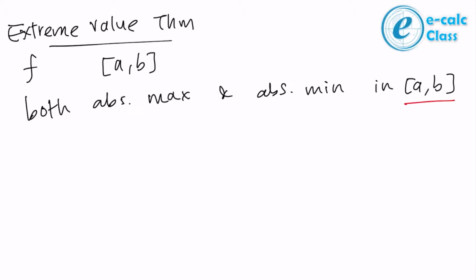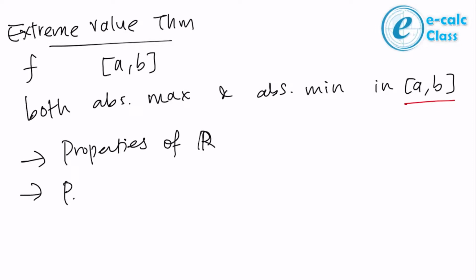But if you really want to prove the extreme value theorem, you need to use the properties of real numbers, and something like Peano's axioms, which is the one you use to define 1 plus 1 equals 2. If you are interested in proving this, you can try on your own, and it is actually quite interesting. Okay.